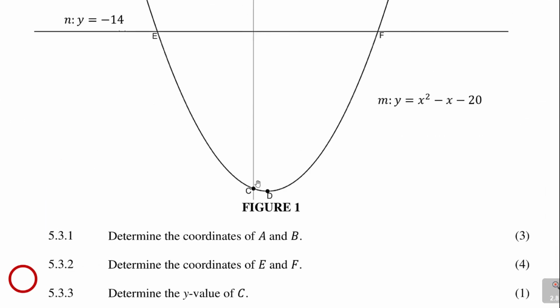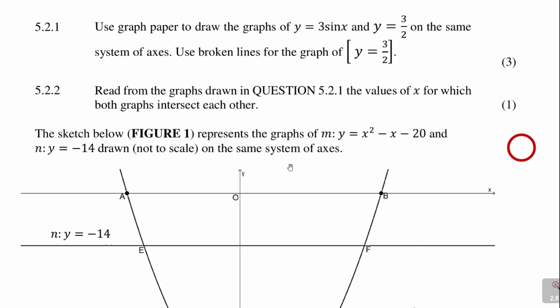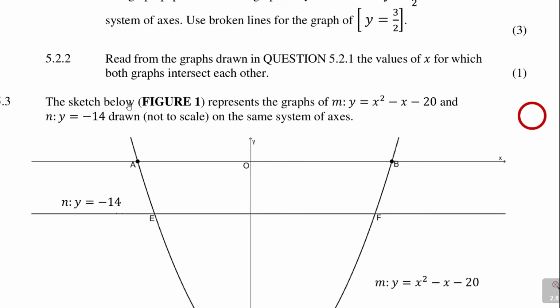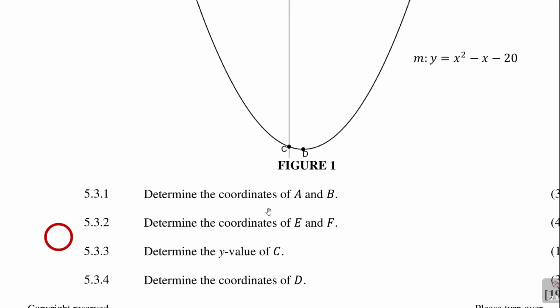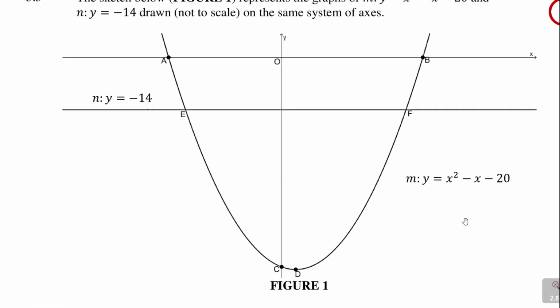And moving on with the question, it says the sketch below, figure 1, represents the graphs of m, y is equal to that, and the graph of n, y is equal to minus 14. You see, they also did it. Y is minus 14, a horizontal line. Okay, drawn not to scale on the same system of axes. Now determine the coordinates of A and B.